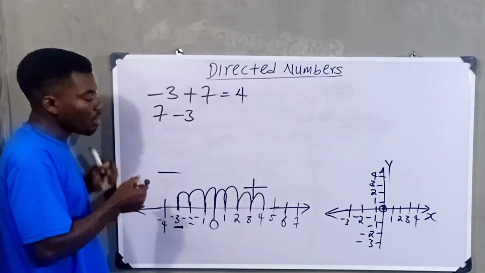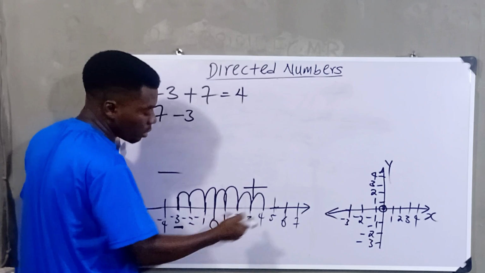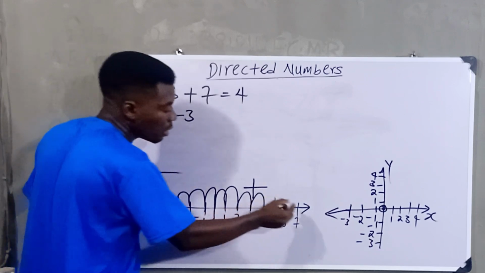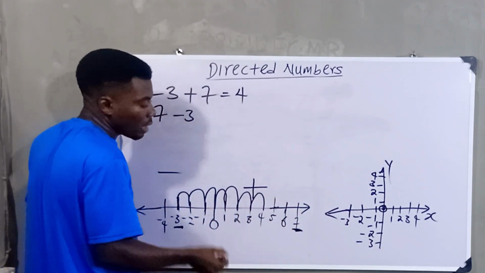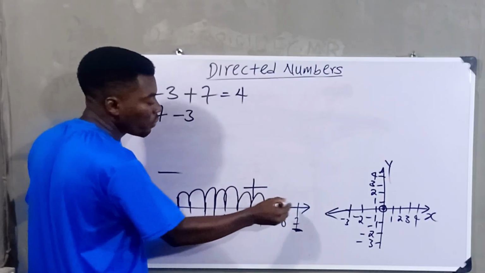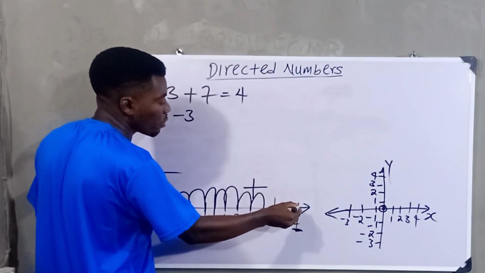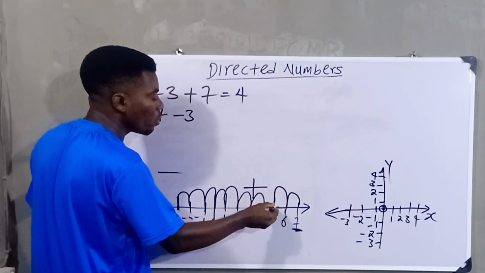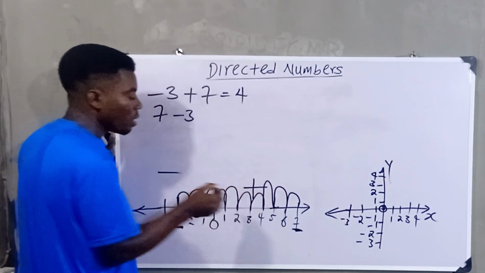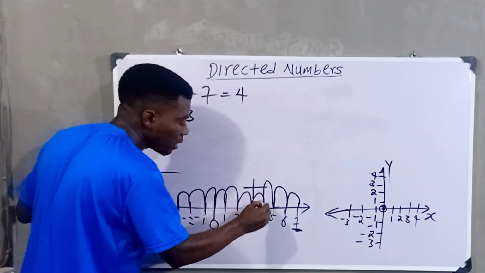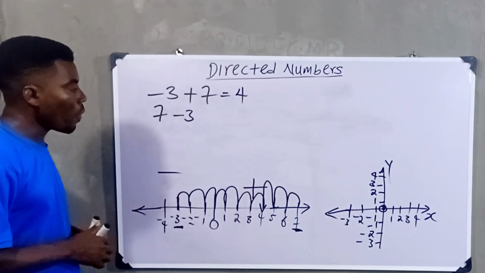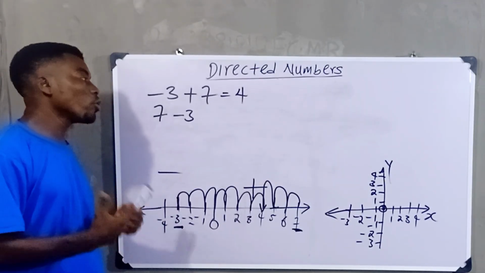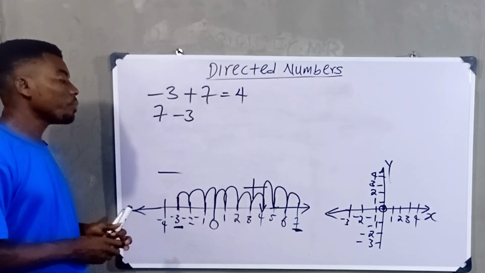So where do we have 7? From our table, the number line. So this is our 7 here. Now let's take that 7 and move 3 times towards the left. 1, 2, and 3. So both answers point to 4. So whichever way, you are going to get the same answer.